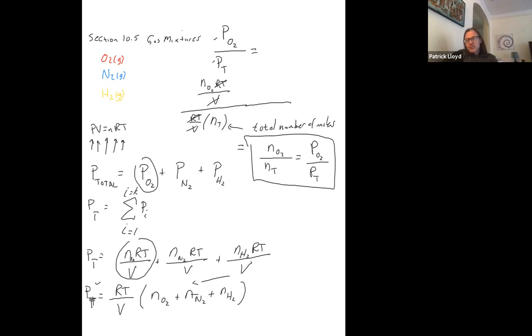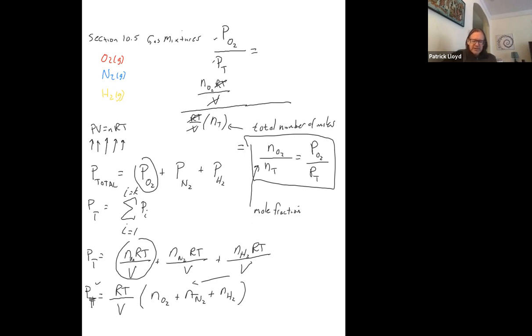All you need to know is the number of moles of each gas. So if you know the moles of the oxygen and the moles of the other two gases, you just take that ratio of moles. So it's the moles of one gas over the total number of moles. Now this right here, we use a name for it. It's called the mole fraction. Why would it be called the mole fraction?